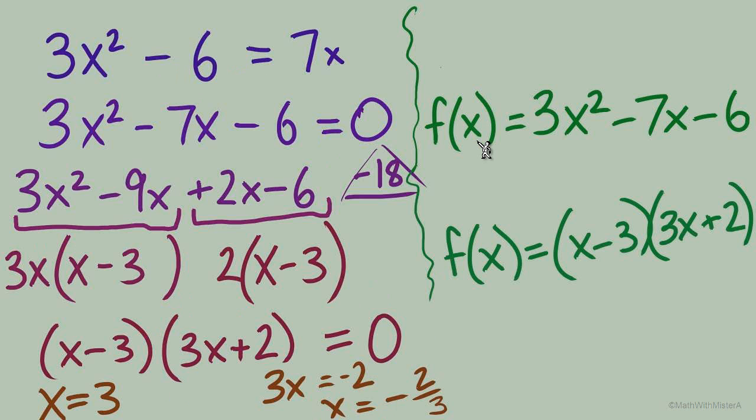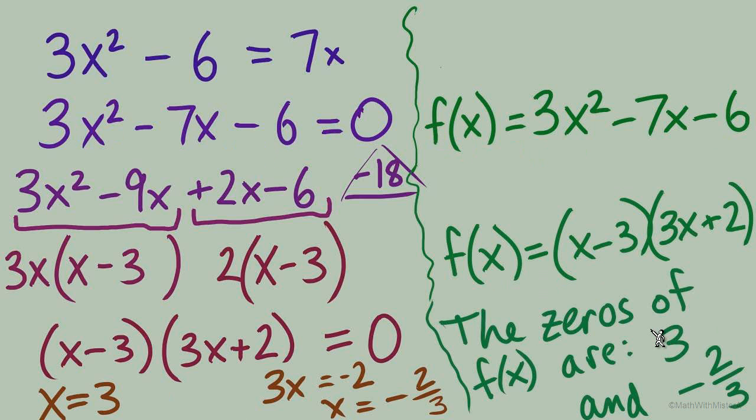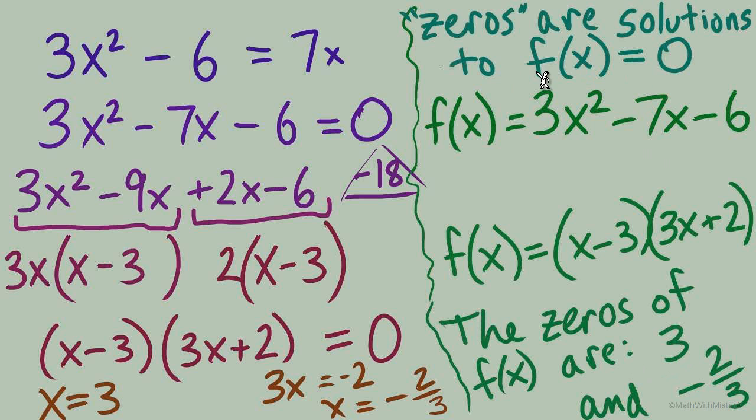But what does it mean in the context of functions? We can see that a quadratic in standard form can be thought of as a quadratic function. The function can be written in factored form. And lastly, when we're talking about solutions, in the context of functions, we call them zeros. So the zeros of this function are 3 and negative 2/3. The reason we call them zeros is because they are solutions to setting the function equal to 0.